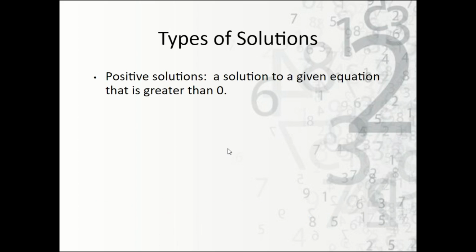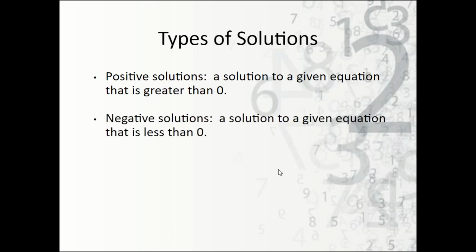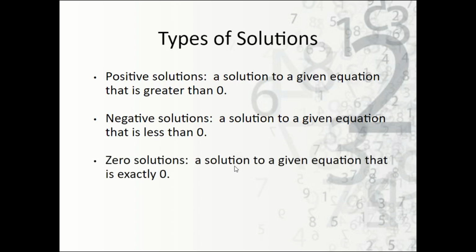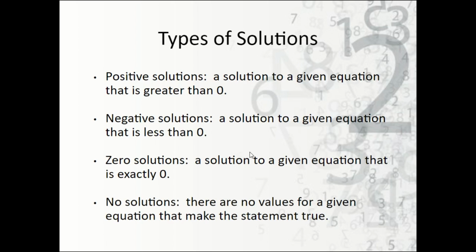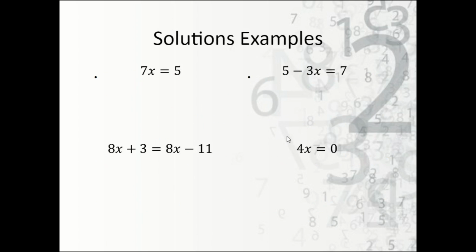Now there are different types of solutions. A positive solution is a solution that is greater than 0. So for instance, 2, 4, 9, those would be positive solutions. Negative solutions have a negative value. So -2, -4, -9, those would be negative solutions. And then zero solutions means that the only solution is exactly 0. Lastly, there are no solutions, which means there are no values that will make this statement true.